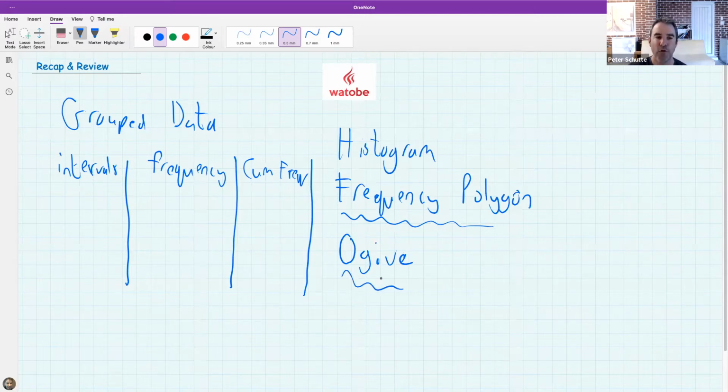But before we get to the ogive, can somebody remind me, how do we connect a histogram to a frequency polygon? What was the recipe for making a frequency polygon from a histogram? Maybe you could raise your hand, or put it in the chat. I just want to make sure you remember the connection between the two. Yes, Younger, let's come to you.